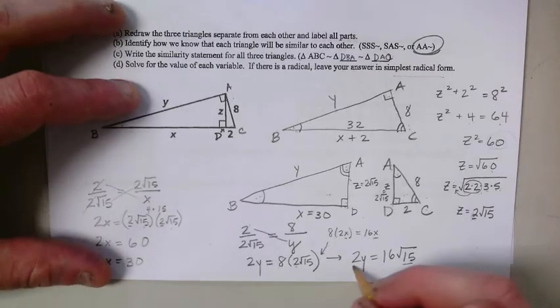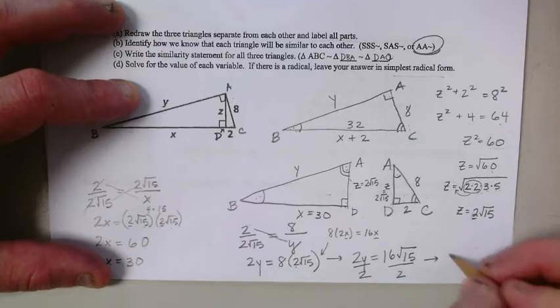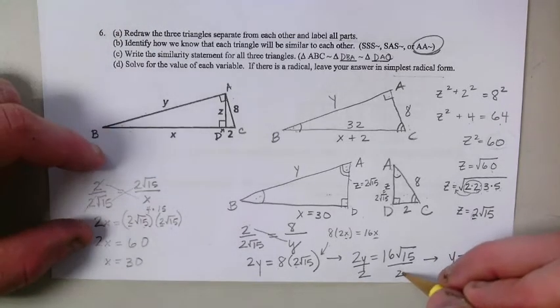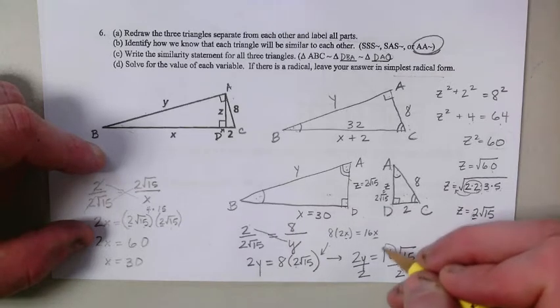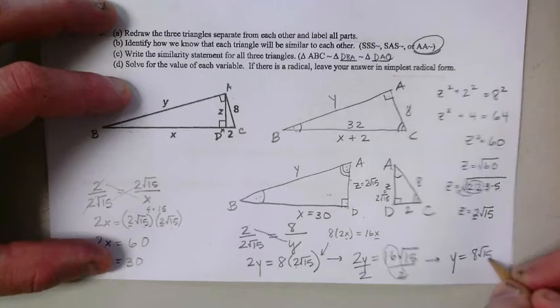Now, in order to get y by itself, you're going to divide by 2. And so y will equal, now you only divide like terms. So the radical has nothing to be divided by. And so we end up with 8 radical 15. Okay?